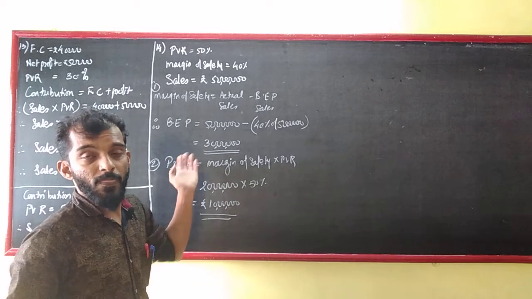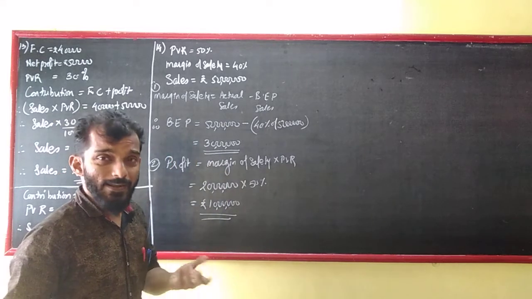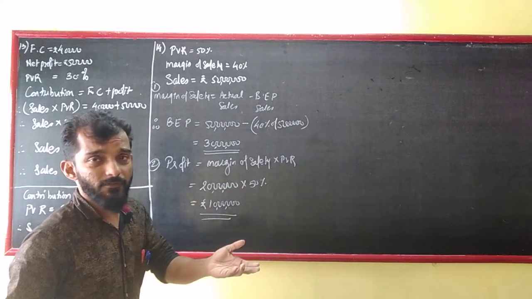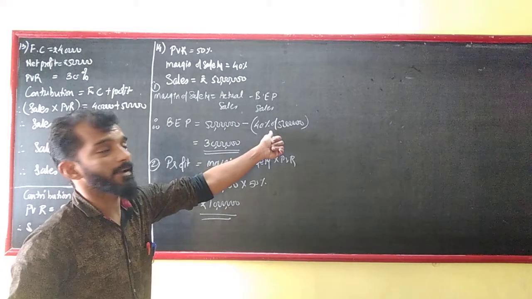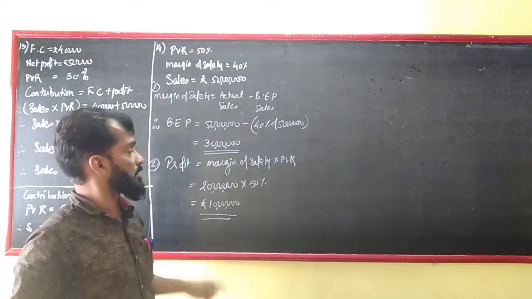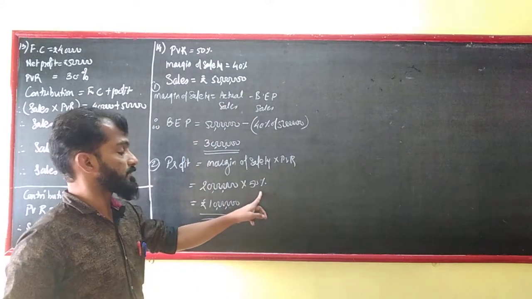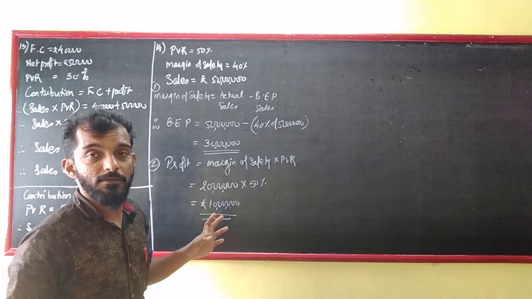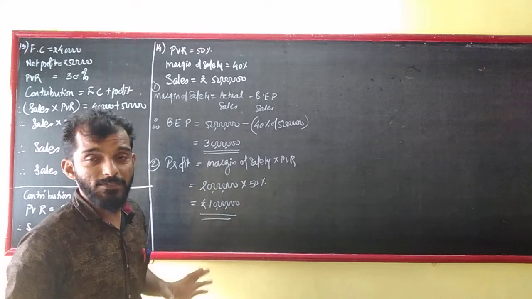We got the BE as well. For profit we have a formula readily available: margin of safety into PVR. Your margin of safety is 20 lakhs and PVR is 50%. So 20 lakhs into 50% is 10 lakhs. I hope it's clear.